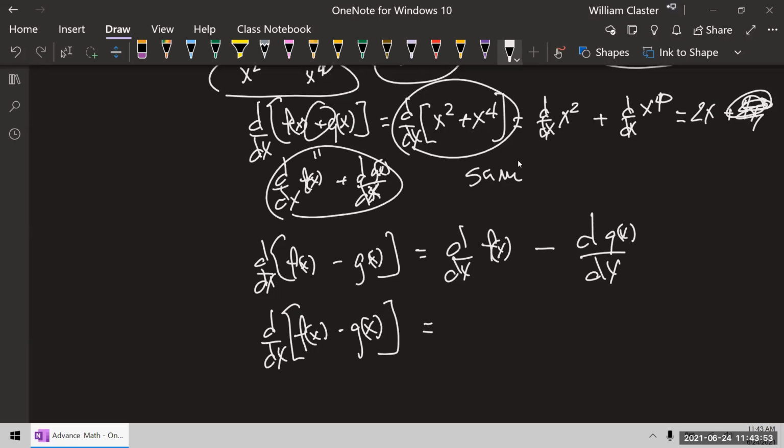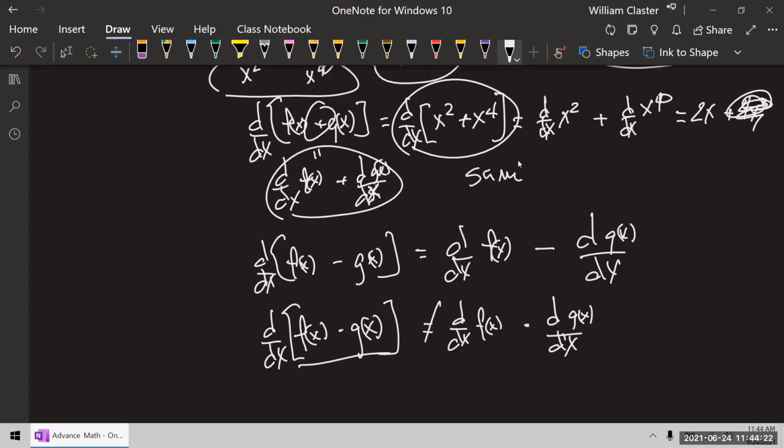Now that one is not so simple. It doesn't look so natural. You might say, oh, I think it's going to be the derivative of f times the derivative of g, but that's not right. It doesn't work like that. Unfortunately, it's not that simple. So that's not the rule for this one. It's not equal to that.